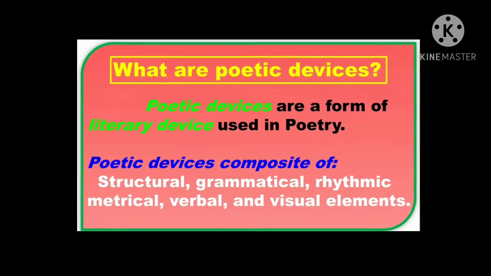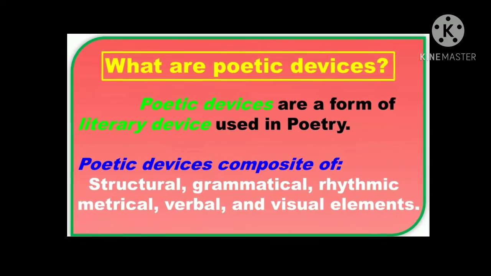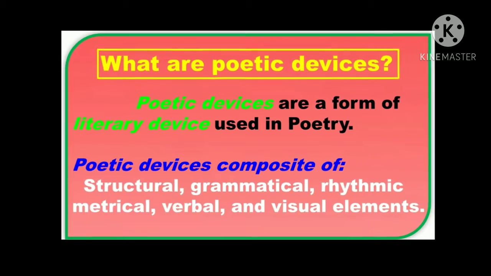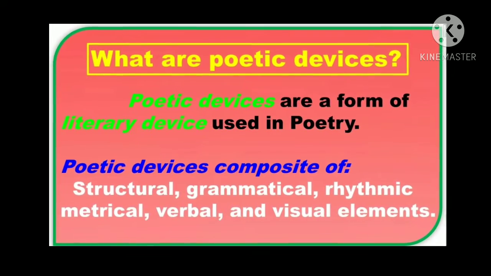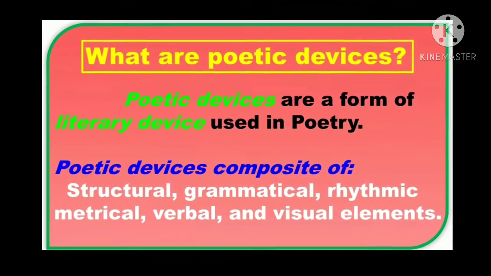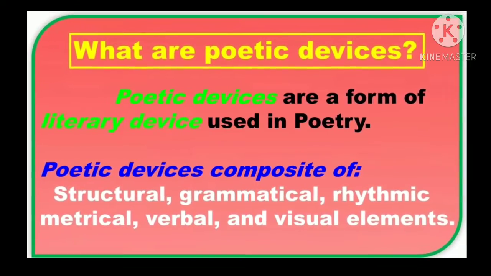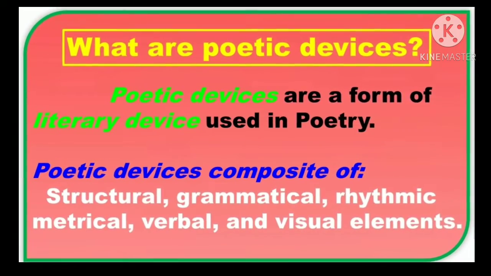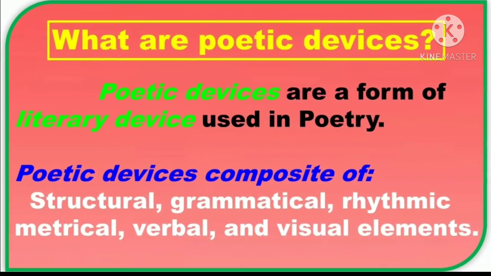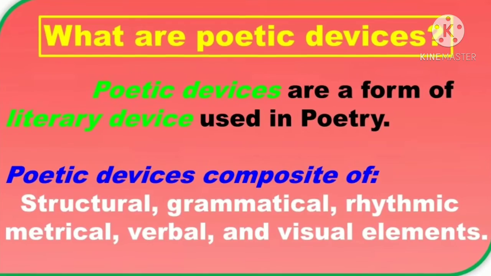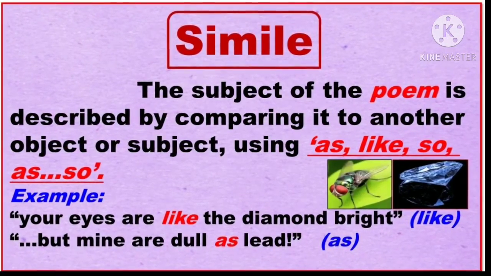A poem is created out of poetic devices composed of structural, grammatical, rhythmic, metrical, verbal, and visual elements. They are essentially tools that a poet uses to create a rhythm, enhance a poem's meaning, or intensify a mood or feeling. Got it? Yes. Let's see the poetic devices one by one in detail.